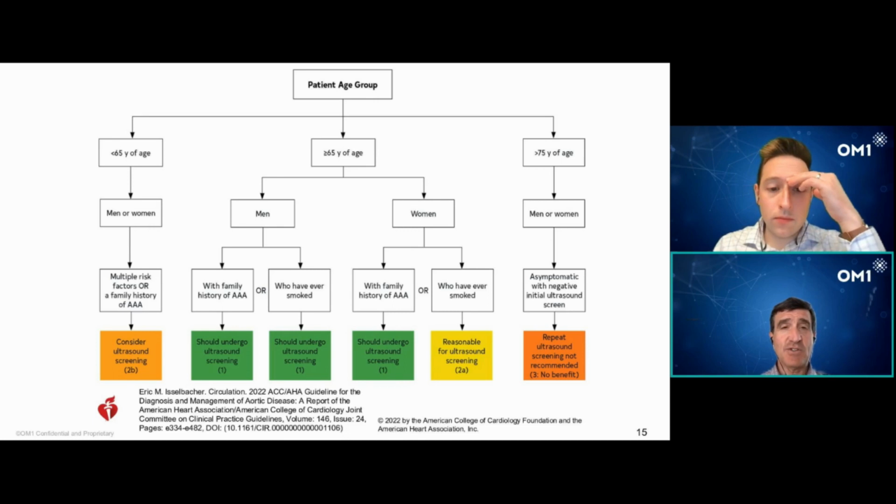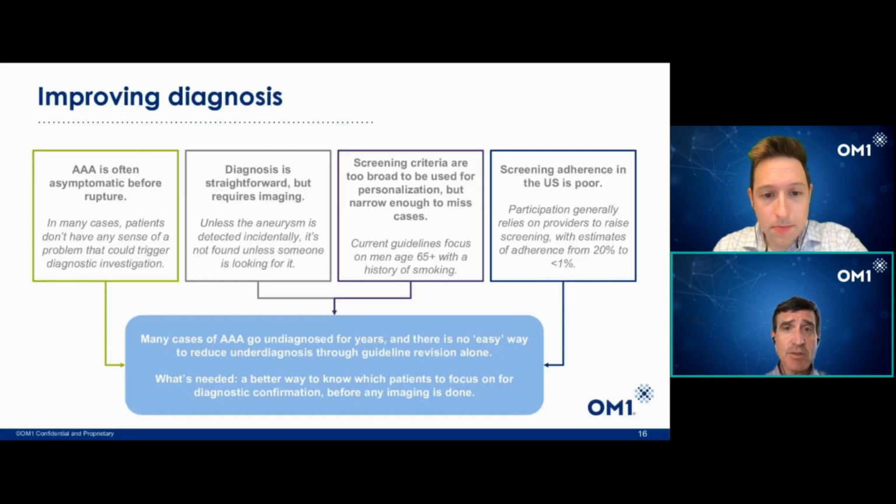But when we think about screening, we really want to try to identify those people that are at highest risk. Because right now in the US, the proportion of people that are being screened that even meet the current guidelines, it's ranging from maybe up to 20%, but that's optimistic. And most of the time, it's probably closer to less than 1%. So we're not even screening the people that are at higher risk. As we've mentioned, it's often asymptomatic before there's a rupture. So screening is really critical, important.